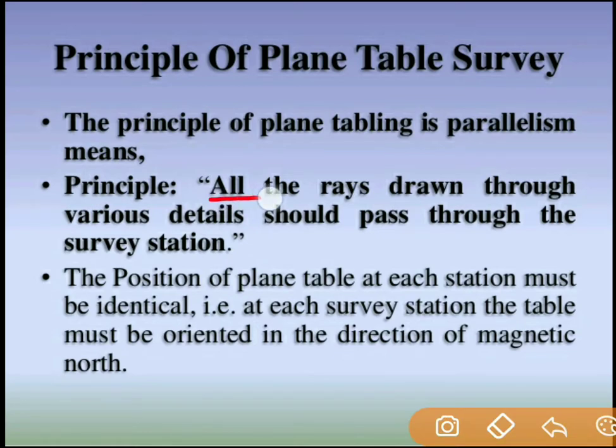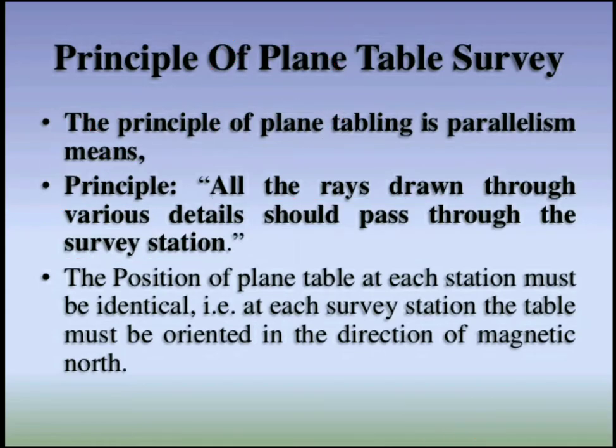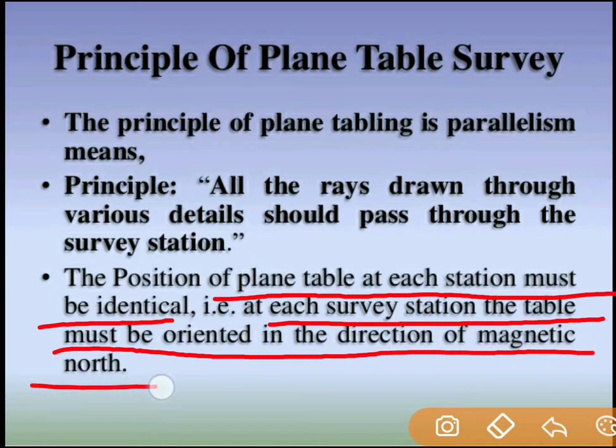Next, all the rays drawn through various details should pass through the survey station, right? All the details should pass through the survey station only. The position of the plane table at each station must be identical. What is the meaning of that? At each survey station, the table must be oriented in the direction of magnetic north. This is very important, and it is called orientation of the plane table.